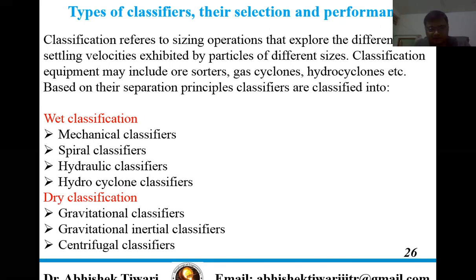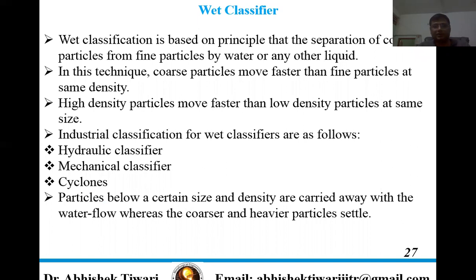So first, wet classifier. Wet classification is based on the principle of separation of coarse particles from fine particles by water or any other liquid. In this technique, coarse particles move faster than fine particles of the same density.